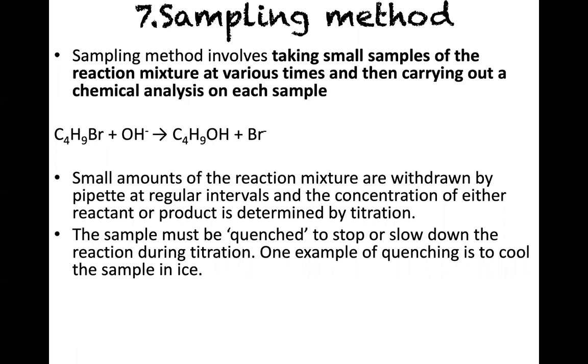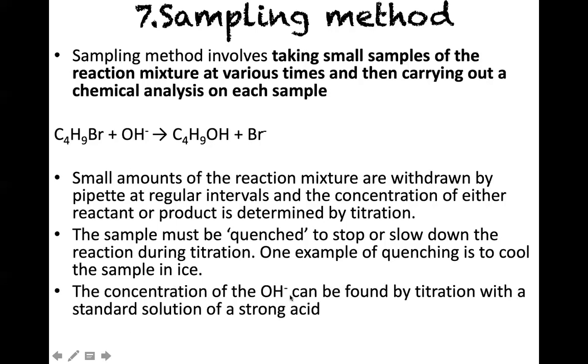Now, the reason why we want to stop the reaction is because with the sampling method, you don't carry out the analysis immediately. You cannot possibly say, okay, I have the sample at 5 minutes, I carry out titration now. No, because between the time you take out the sample and you carry out the titration, the reaction is still moving. That means that sample does not represent the concentration at 5 minutes. It's not accurate. So if you want to be accurate, you need to stop that reaction at 5 minutes, but you don't stop the whole reaction, only inside the sample.